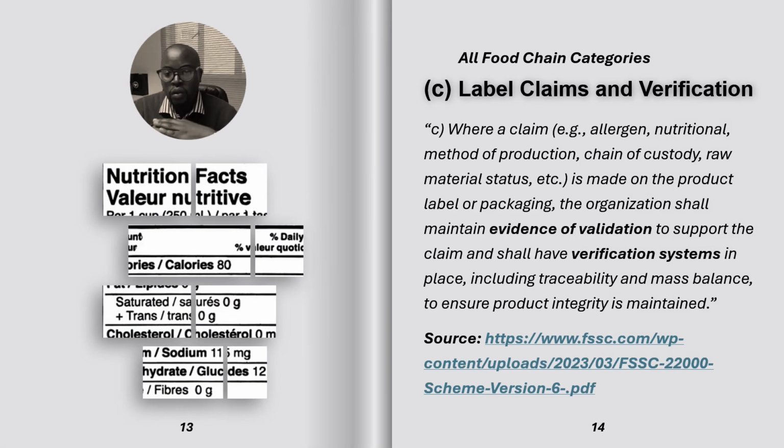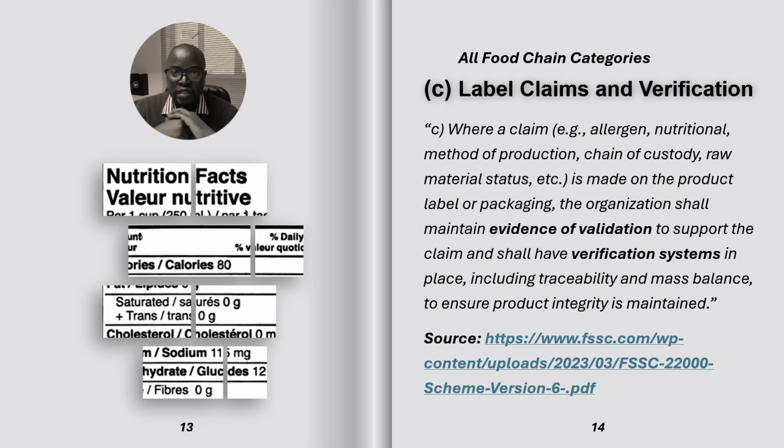Okay, so let's now go through the labeled claims and verification, which is clause 2.5.2c, where a claim is made on the product, label, or packaging. The organization shall maintain evidence of validation to support the claim and shall have verification systems in place, including traceability and mass balance, to ensure product integrity is maintained.